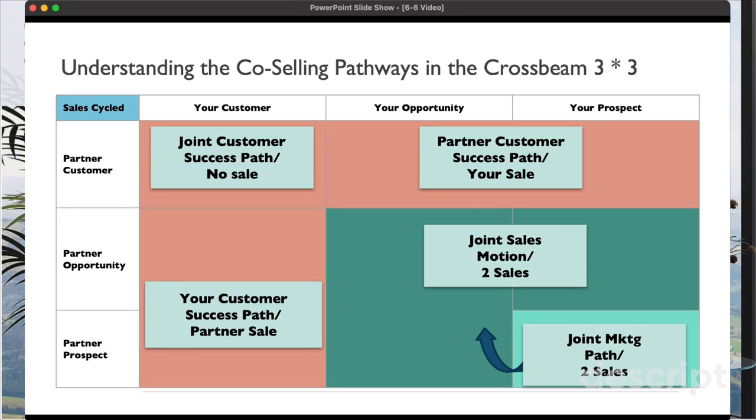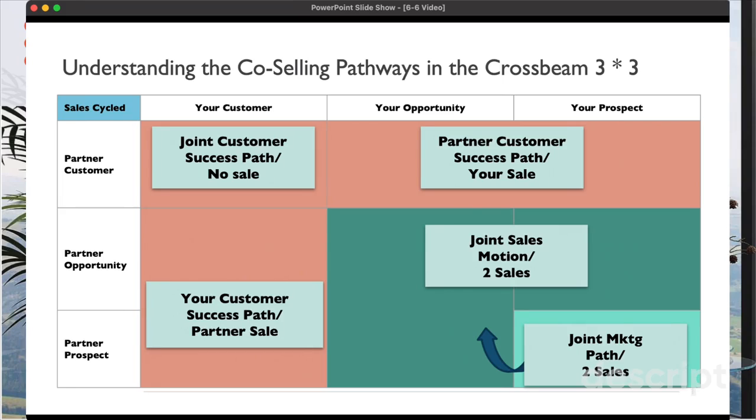And in the lower right hand corner, the opposite is the case where neither of us even have an opportunity. We both have prospects, and we use the joint marketing path to drive both sales. The dark green in the lower right is the end result even of the joint marketing, where the joint sales team, or one or more of the sales teams, is going to drive two sales. Sometimes it's led by you, sometimes led by the partner, but there's still a joint sales motion. And in this bottom right hand corner, both companies are registering net new revenue.